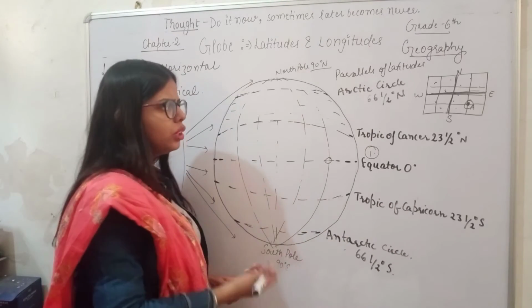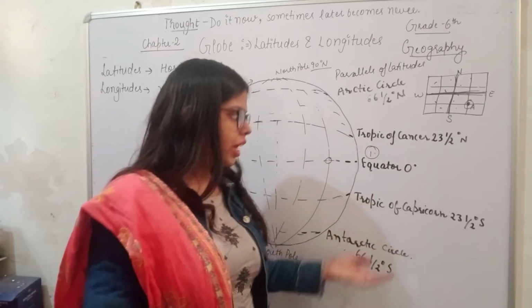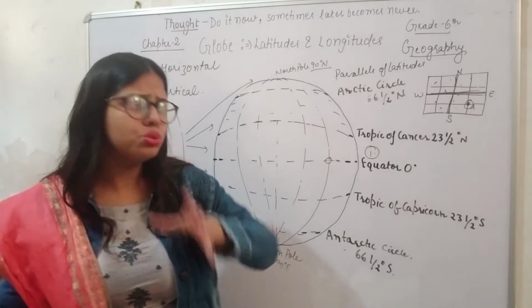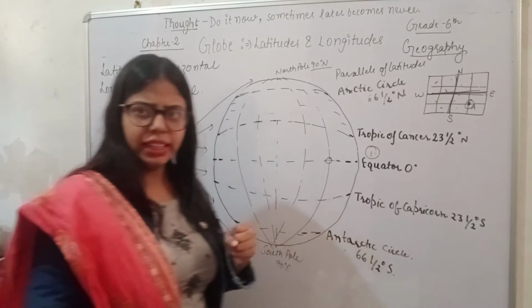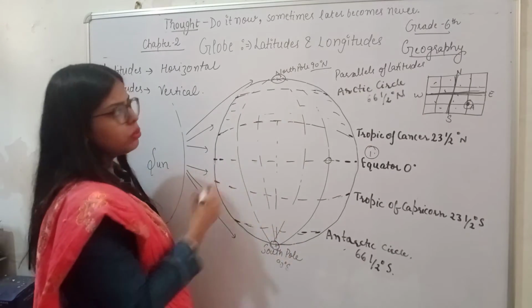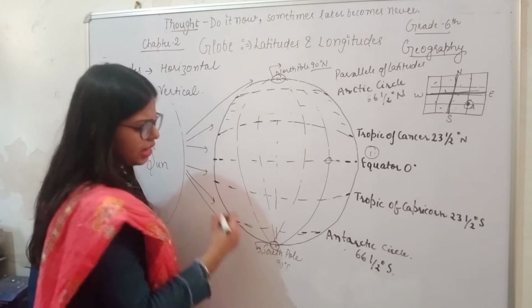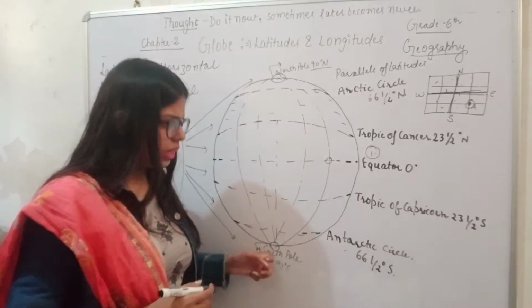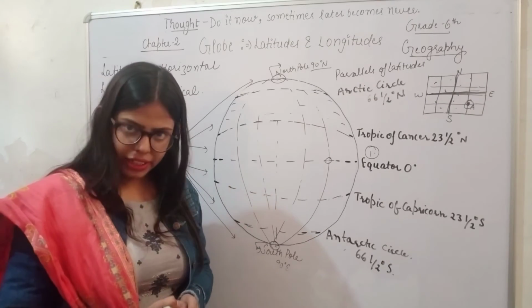In next video we will cover longitudes as well. Firstly we have these 5 latitudes, equator at 0 degree, which divides the earth into two equal parts, Tropic of Cancer, Arctic Circle, Capricorn and Antarctic Circle. And if we talk about the poles, North Pole at 90 degrees north and South Pole at 90 degrees south. These are the parallels of latitudes.